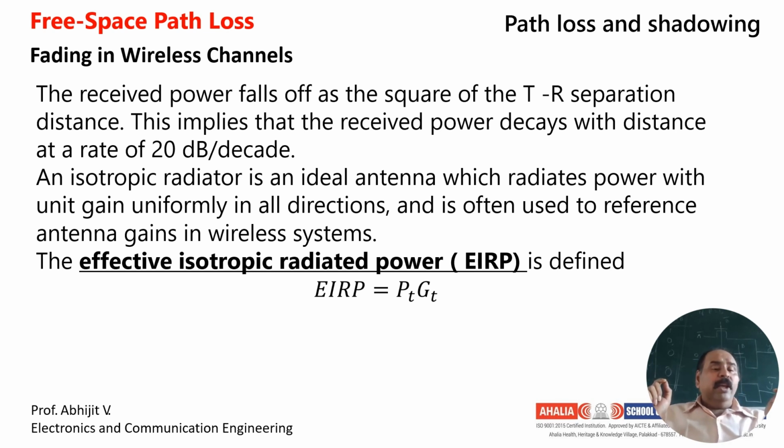Define effective isotropic radiated power. There could be a 3-mark question for this, and this is the definition. The definition is given to you very clearly: the product of the transmitted power and the gain of the transmitter antenna.